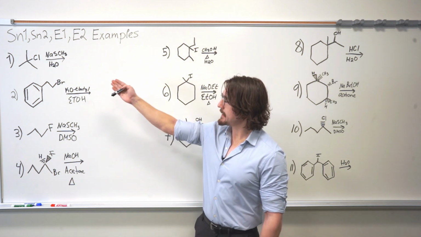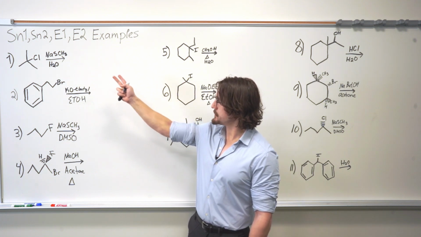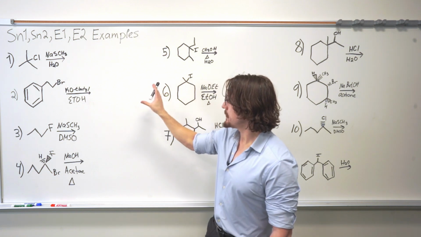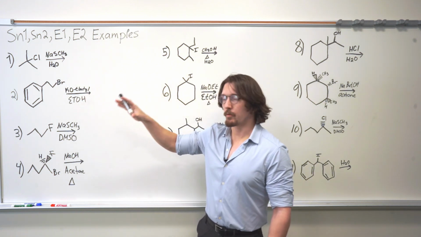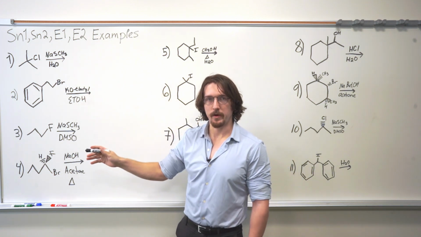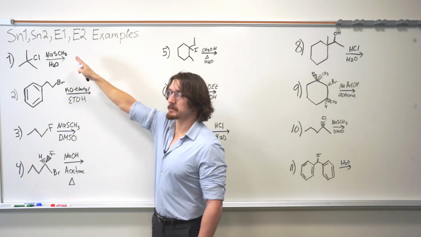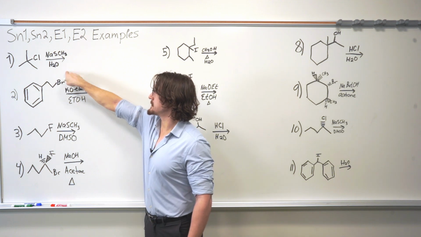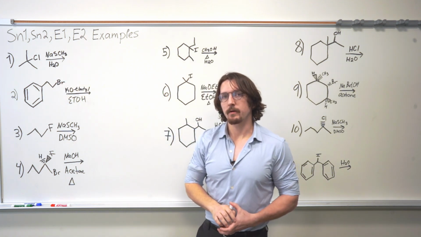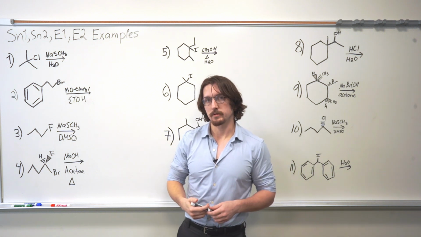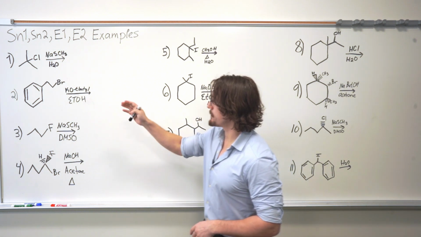Today, we're going to do examples of SN1, SN2, E1, and E2 reactions. With each of these examples, we're going to try to figure out what is the most likely reaction pathway based on the substrate, the nucleophile/base, and the solvent. And we're going to try to figure out what product or products are going to be formed and which ones are the major ones. So let's start with number one.